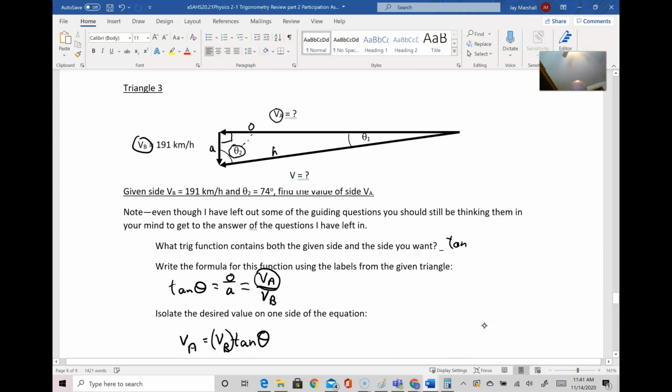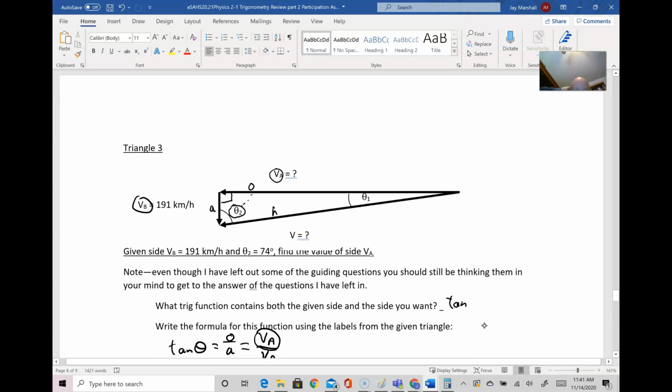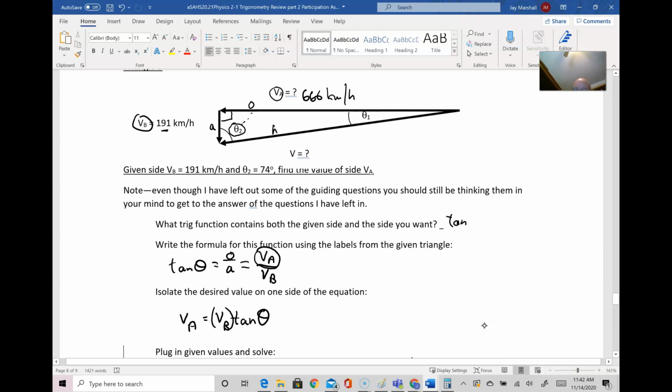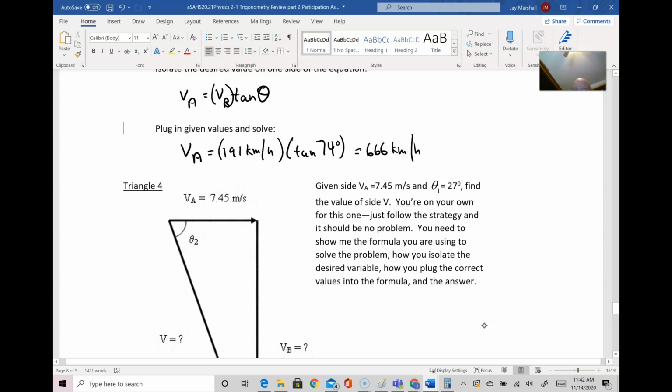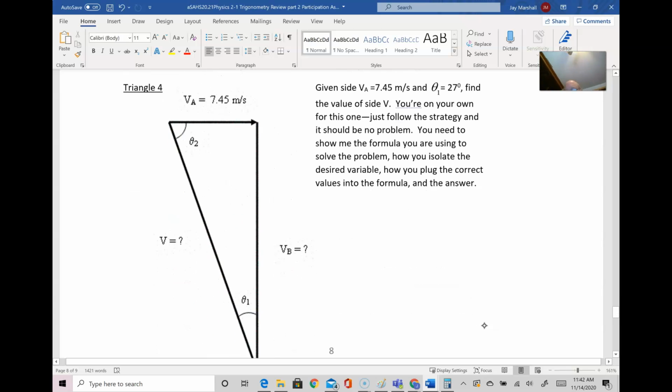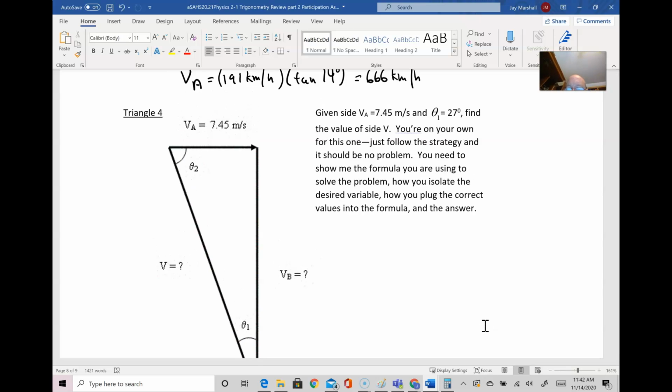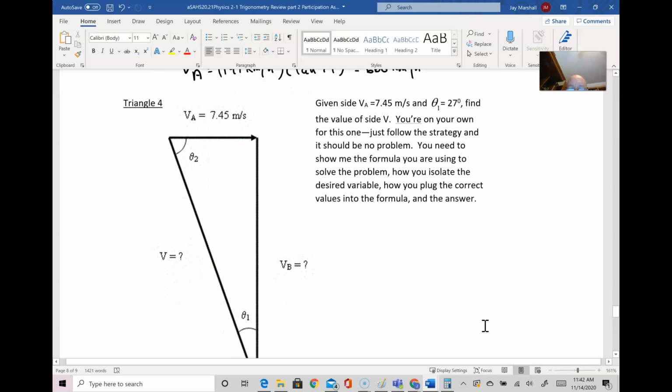And then I can go back to the triangle and see if that makes sense. Does it make sense that this side is going to be this long if my adjacent side is this long? Looking at it, it does look like this side might be that many times as long as this side. Okay, so it looks correct on my answer. So I'm going to let you try triangle 4 on your own.